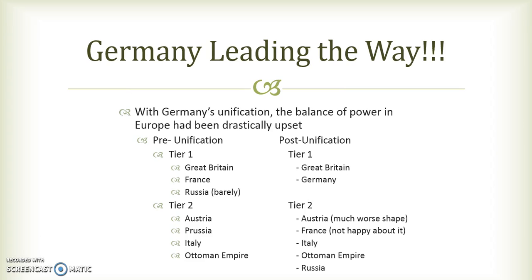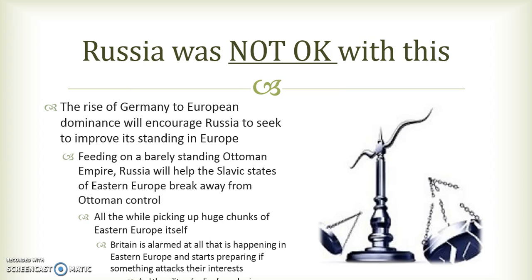But with Germany leading the way, things are going to be dramatically different. Russia is not okay with the notion that they are now a second-tier power, and in fact, they're going to go out of their way and try to improve their standing around Europe. And they're going to try to feed upon the Ottoman Empire, and while this failed once in the Crimean War, they're going to take another shot at it, and it's actually rather successful, and they will beat an even weaker Ottoman Empire and wrestle away huge chunks of Eastern Europe. And they do this as an attempt to, as they call it, save the Slavic Christians from the Ottoman Turks.